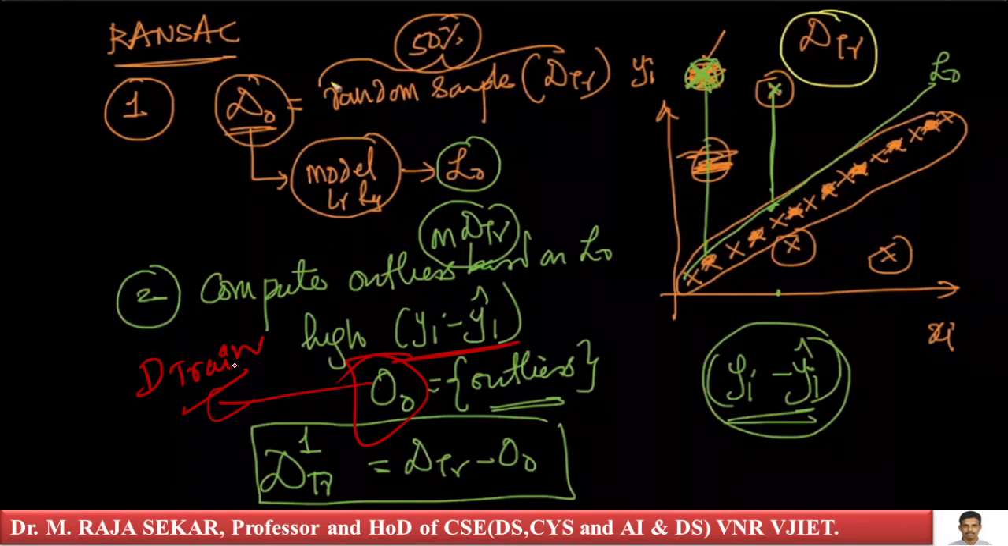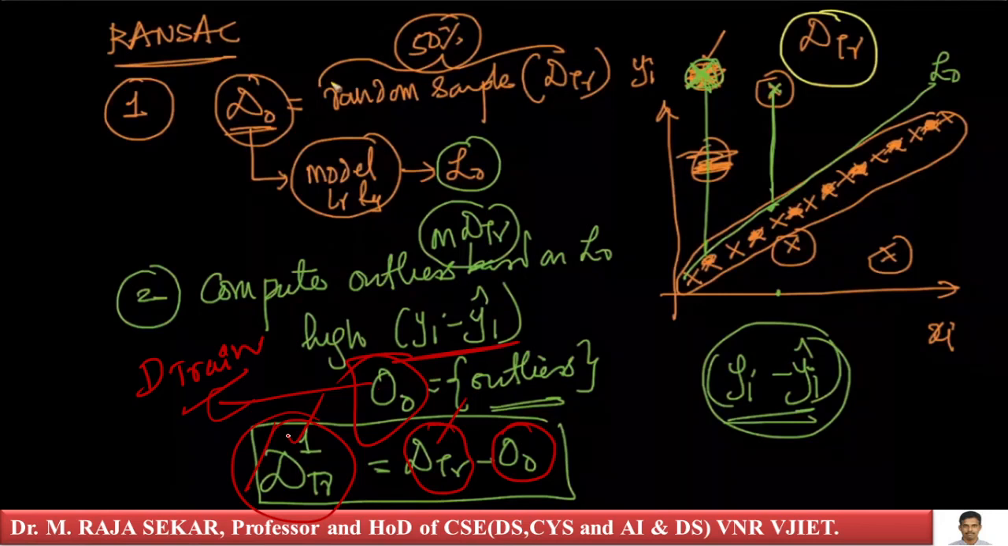Let's call the data set DTR1. DTR1 is DTR minus O0. We know the set difference, isn't it? DTR is one set, O0 is another set. The outliers detected using model L0, we are removing from the total data set, that is DTR. Now, the next step: you have DTR1, where we removed some outliers, not all outliers.